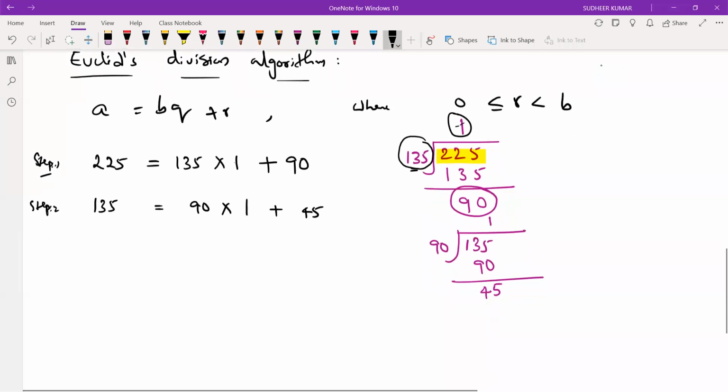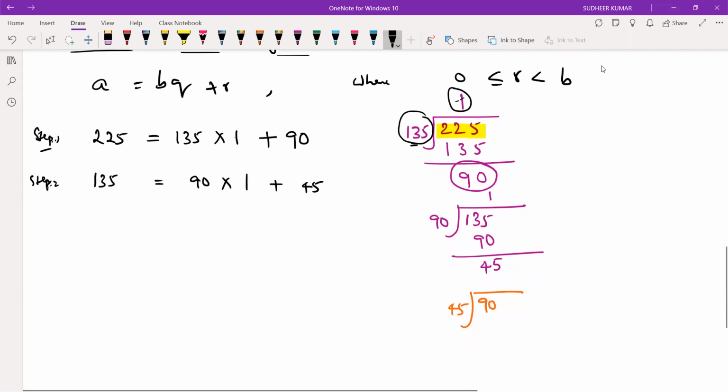What we have to do next? Step 3: 90 divided by 45. 90 equal to 45 into 2 plus 0. So keep it in mind, the divisor becomes dividend, the remainder becomes divisor, till we get 0. Then it is 45, 2 times 90. So the remainder is 0. When the remainder is 0, we can stop it. When the remainder is 0, then the divisor is called the HCF of given numbers. So HCF is 45, sir.